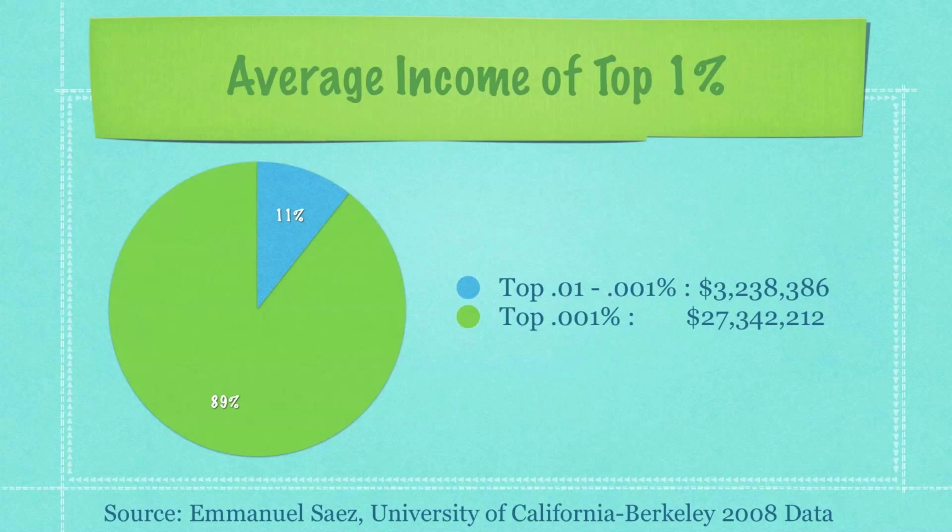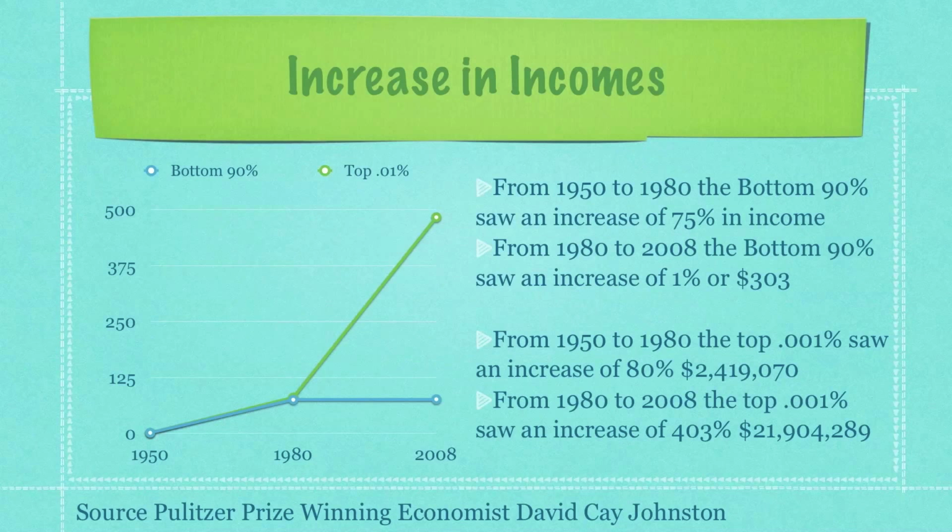In fact, the top 0.001% of citizens in the United States have an average income of $27,342,000. So how exactly did we get here?